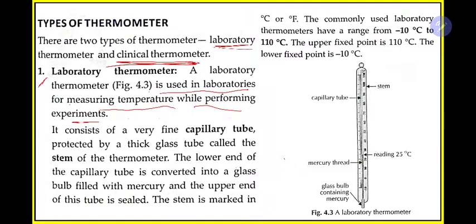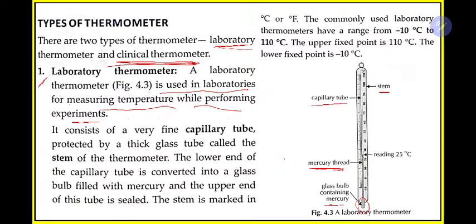Look at the diagram just to get a clear idea. This diagram has certain specified points. For example, the mercury thread, where the leveling will be done. Then the glass bulb containing mercury. On one side of this thermometer there will be a mercury bulb, a glass bulb. Next, this body will be known as its stem, and the pipe inside will be known as the capillary tube.